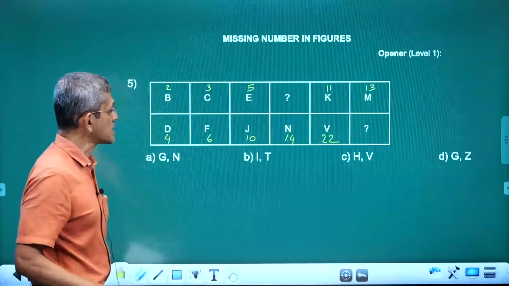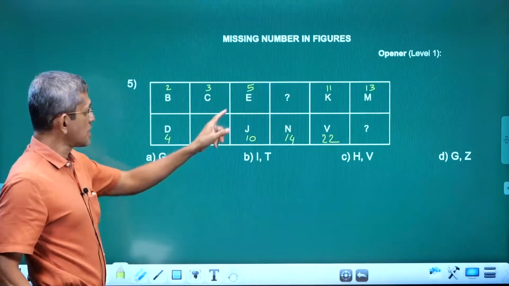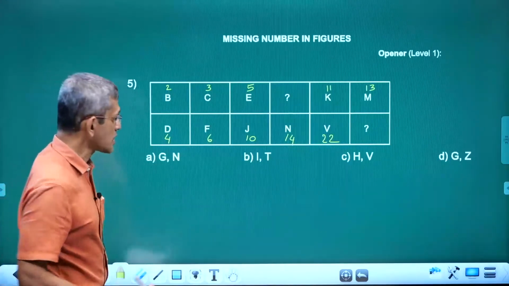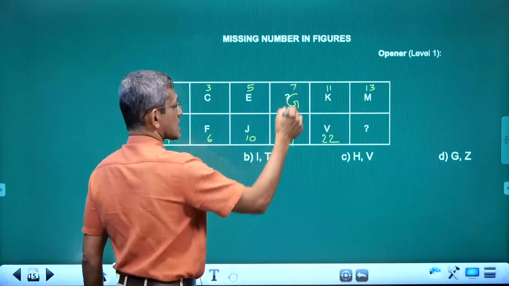And here is a clear pattern. If you look at that, 2 and this is 4, and this is 3 and this is 6, and 5, 5 and 10. So naturally, if this is 14, this must be 7. So 7th letter is G.